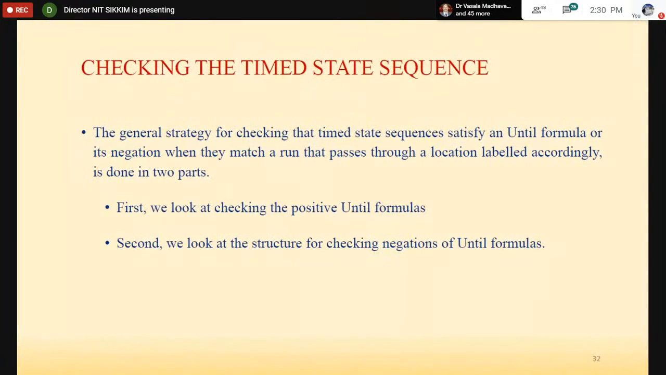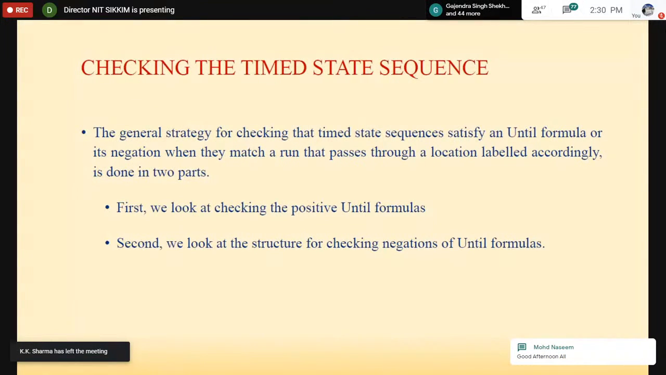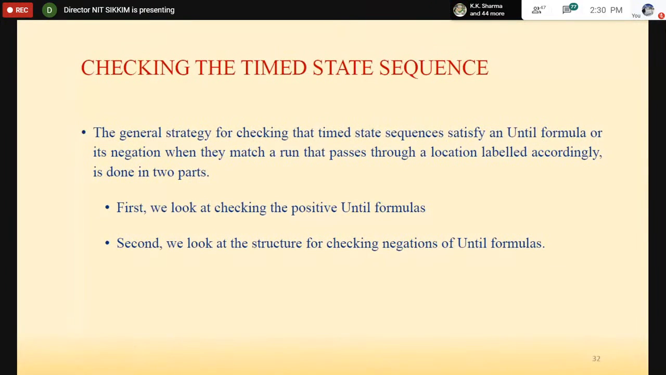So finally, we say the general strategy is checking whether the timed state automaton satisfies a given formula or its negation, when they match, any execution instance that passes through the location labeled accordingly. So it is done for the positive formula first and then the negative formula. If both are satisfied, then we'll say our design or model is correct.